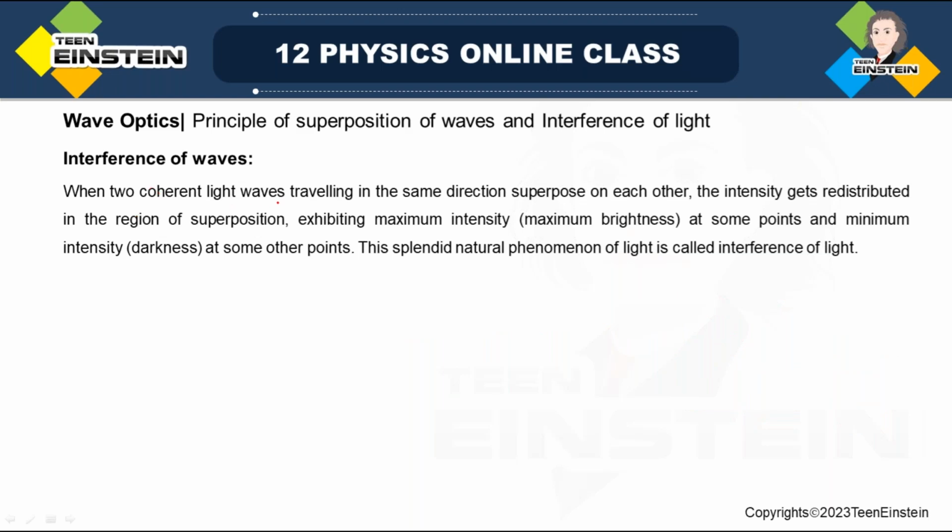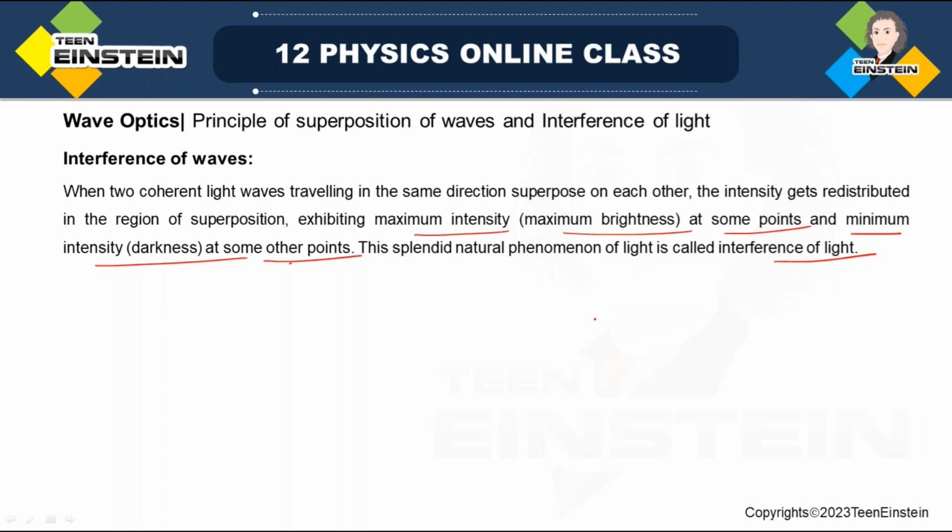When two coherent light waves traveling in the same direction superpose on each other, the intensity gets redistributed in the region of superposition, exhibiting maximum intensity or maximum brightness at some points and minimum intensity or darkness at some other points. This splendid natural phenomenon of light is called interference.